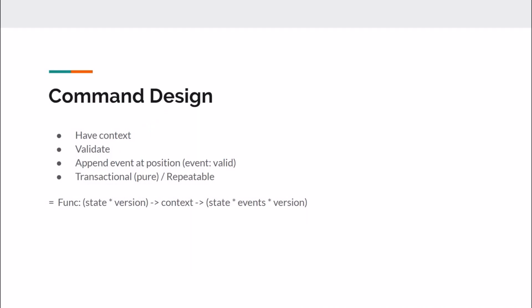So what then are the rules for command design? They need to have context, for example the logged in user, etc., and be validated for that context before they run. They need to validate that they can run given a version state. They need to transactionally append their events at a specified head version, and they need to support failure of this, so be rollbackable and repeatable. Therefore, they must be pure. They cannot have side effects. So they can essentially be represented as a function of validating state and version plus context to outputs, new validating state, events, and version.